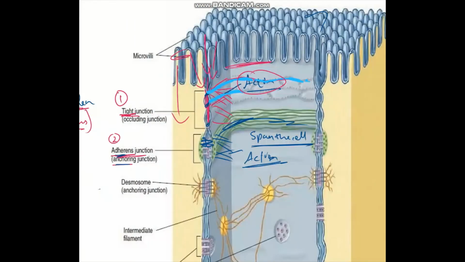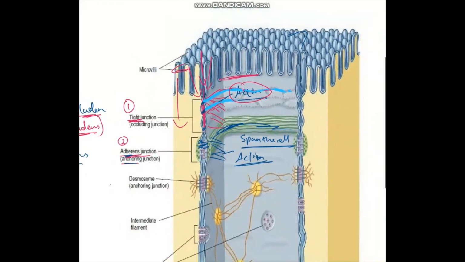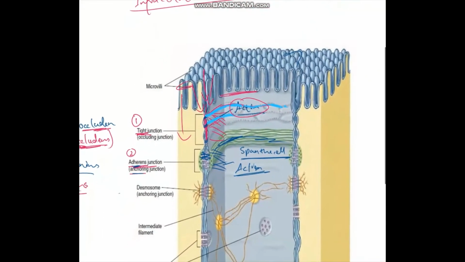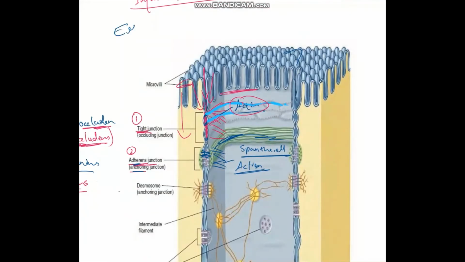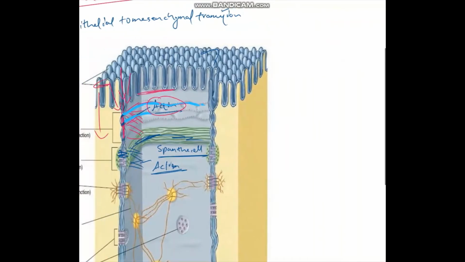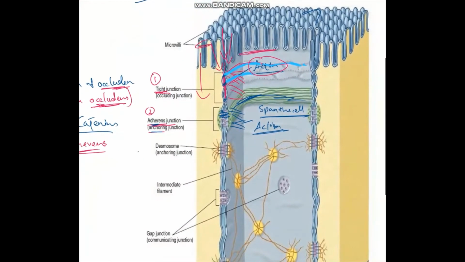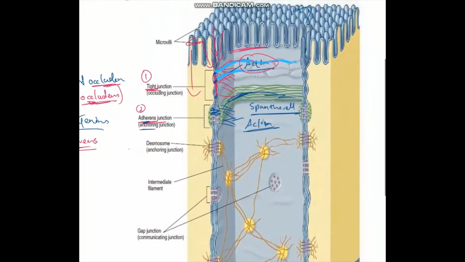Now, a clinical correlate to the adherens junctions would be something like the EMT. EMT, if you study cancer, you will learn that it is the epithelial to mesenchymal transition. So basically what happens, for example, in carcinomas, which are the cancers of the epithelial tissue.